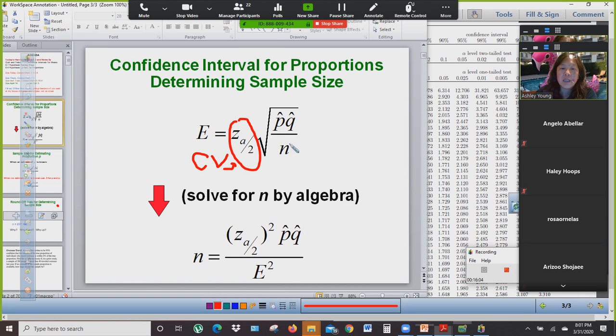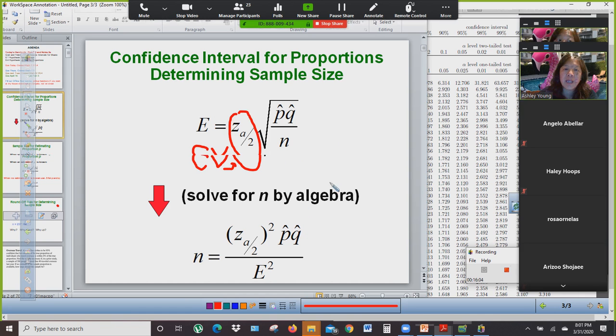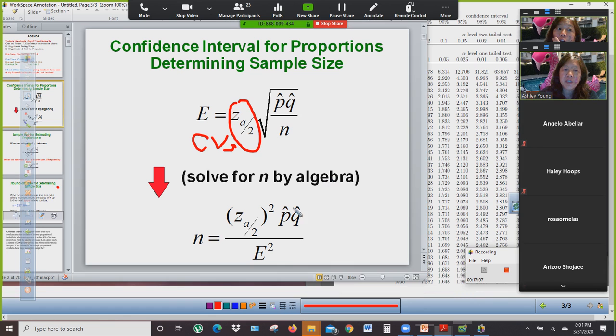I can't control the p hat and q hat because I can't force someone to say yes or no just to make my numbers look better. But I can ask more people. I can change the n, and the larger n I take, the smaller my error gets, because that's the kind of relationship it has. So the bigger the n, the more people I ask, the smaller error I have, which makes sense, right? Because if you only ask a few people, you're likely to be off. But if you ask a whole bunch of people, you're much less likely to be off.